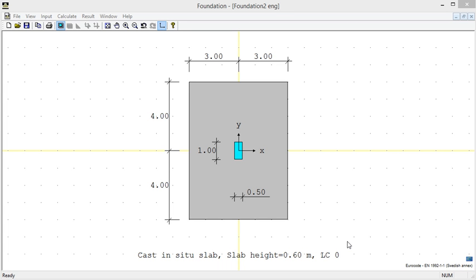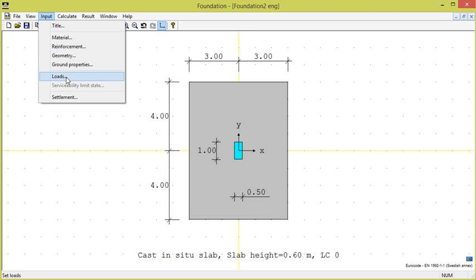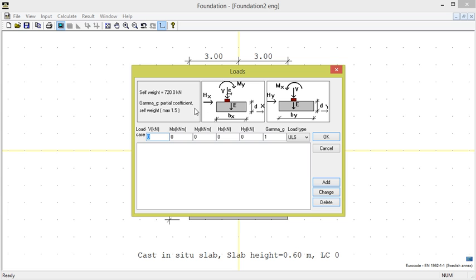Foundation, Video 3, Loads. We now go on with loads. We choose Input Loads and get a box showing the total self-weight from the plate and the soil found above. The value of this can be influenced by the factor gamma G, which allows us to, for example, calculate with a reduced self-weight with respect to the risk of overturning in limit state EQU in the code.